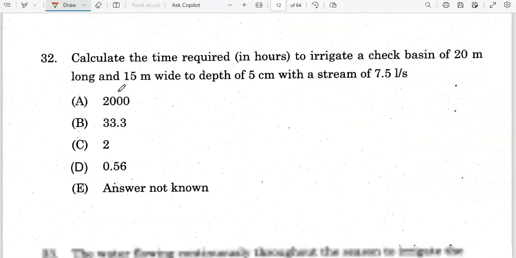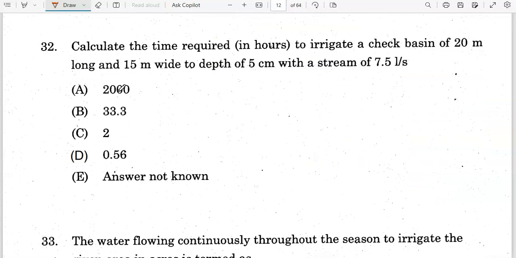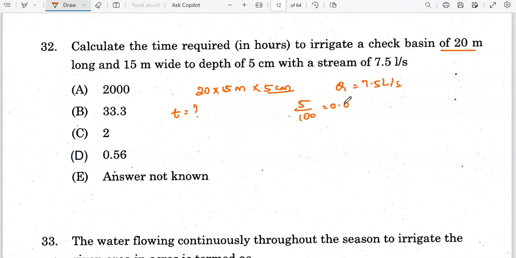So next question. Calculate the time required in hours to irrigate a check basin of 20 meter long and 15 meter wide, with a depth of 5 centimeter, with a stream that discharges 7.5 liter per second. So you want to calculate the time T. Convert the centimeter into meter, you can get 5 divided by 100, which is nothing but 0.05 meter, the depth.